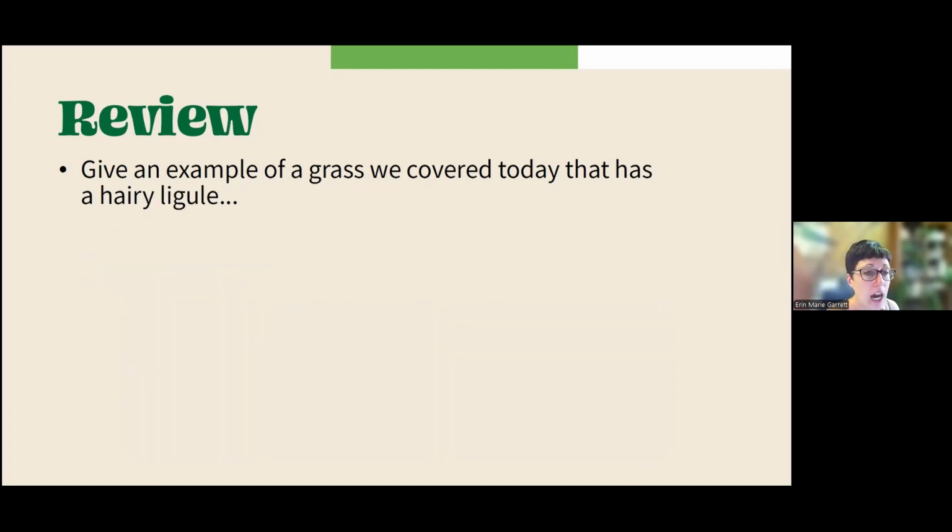Okay, moving on. We looked at a lot of ligules. We saw a lot of membranous ligules. We saw a few hairy ligules. So if you can remember one of the grasses that had a hairy ligule, go ahead and pop that into the chat.